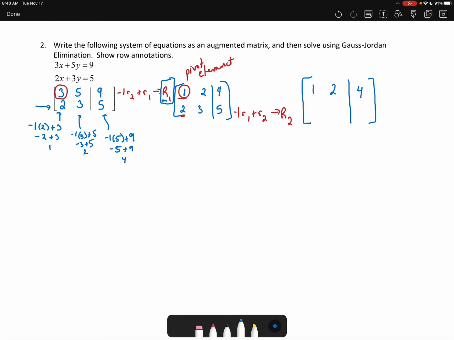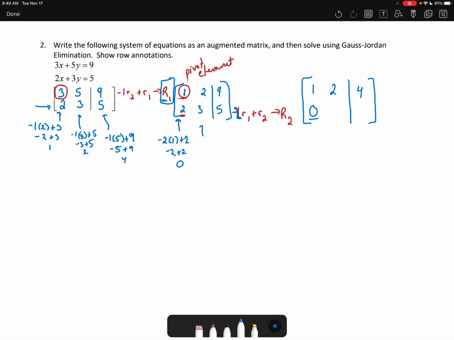So let's see, does that create the 0 that we want there? Let's try it. So if I take negative 2, I said it, but then I wrote it wrong. If I take negative 2 times 1, add that to 2, I definitely get a 0.